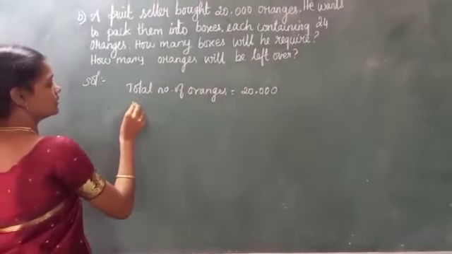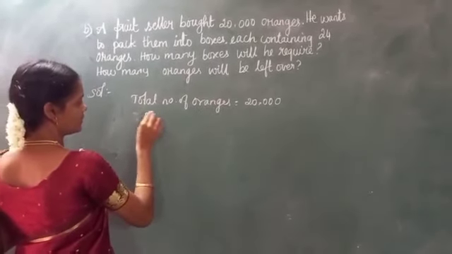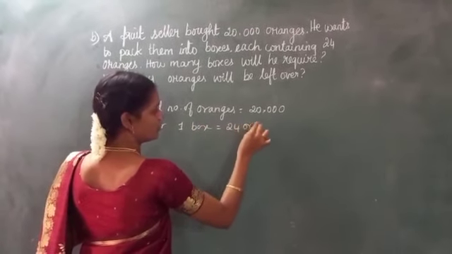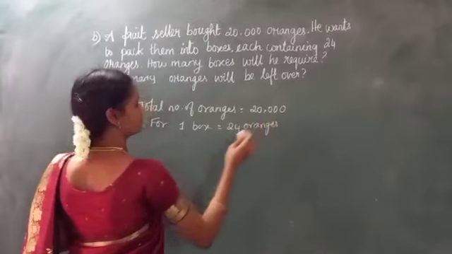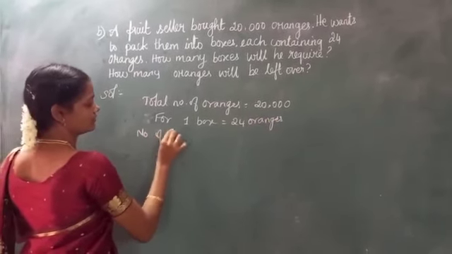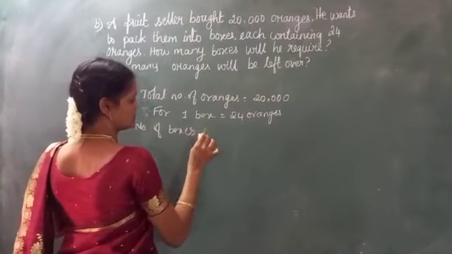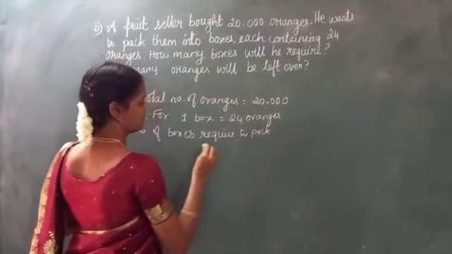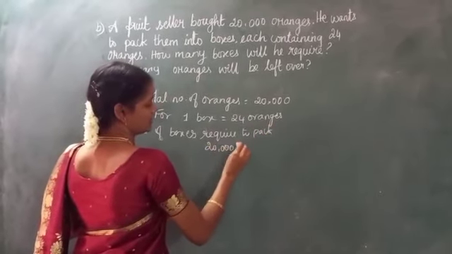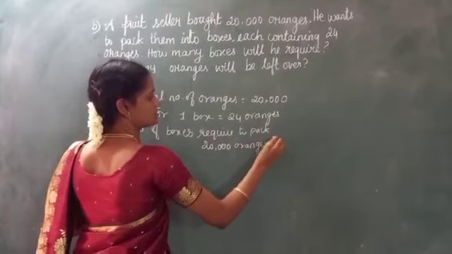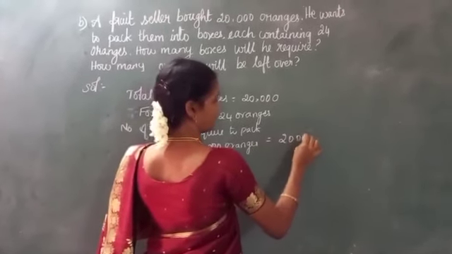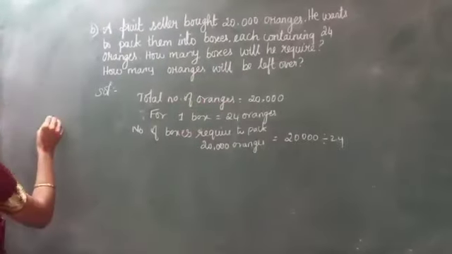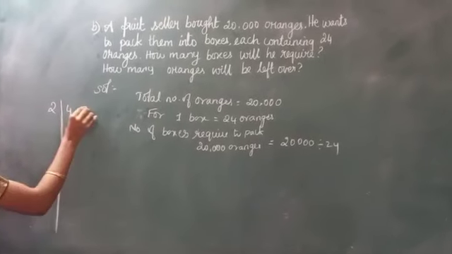One box contains, that is for one box, 24 oranges. So the number of boxes required to pack 20,000 oranges is equal to 20,000 divided by 24. To divide this I need the 24 table. So I am going to find the 24 table first.